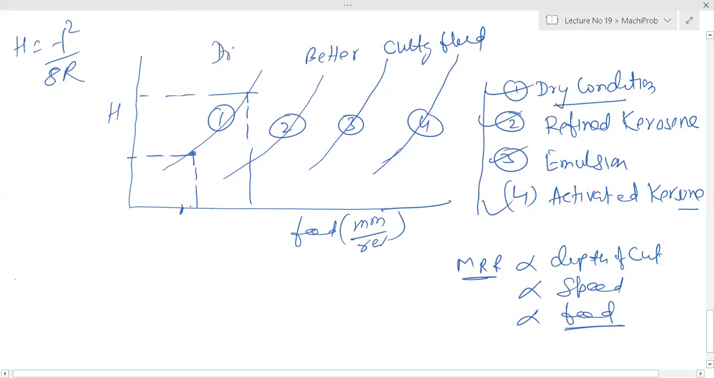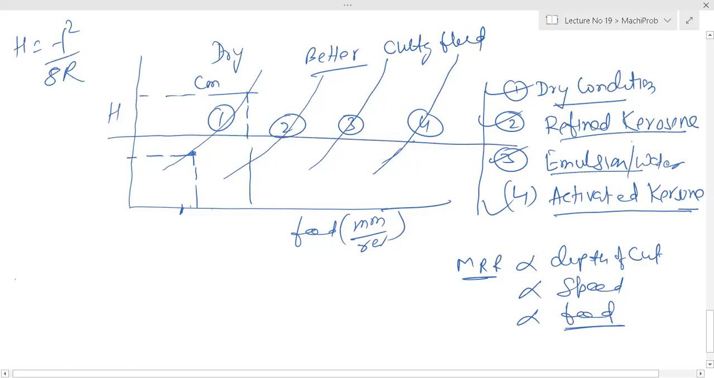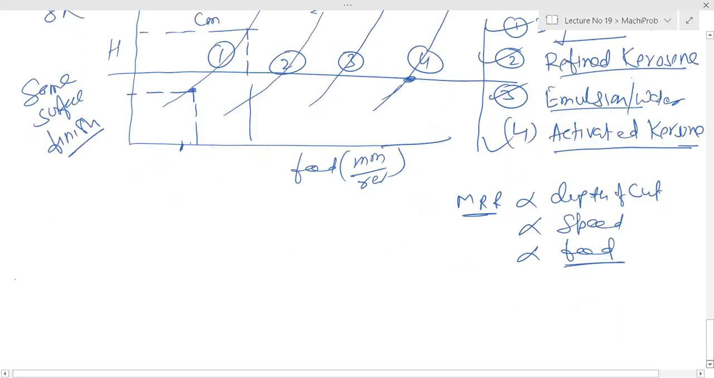This is a dry condition, and this is when you use better cutting fluids like refined kerosene, emulsion with added water, then activated kerosene. Then you can do machining at a higher feed for the same surface finish. So you can do machining at a higher feed rate.